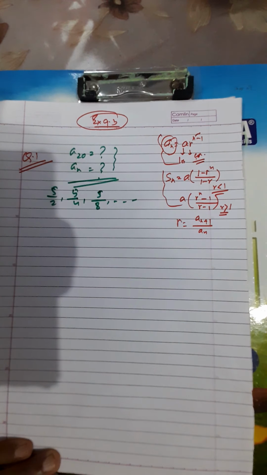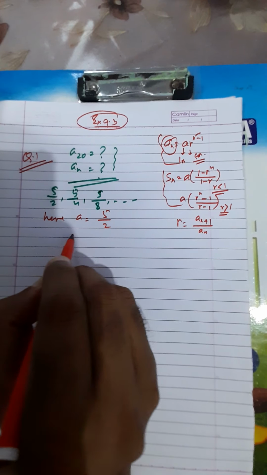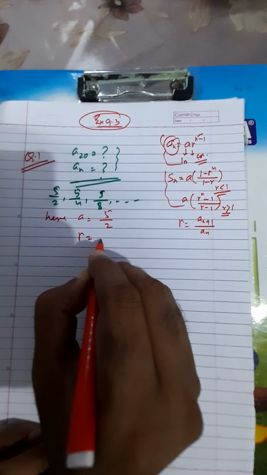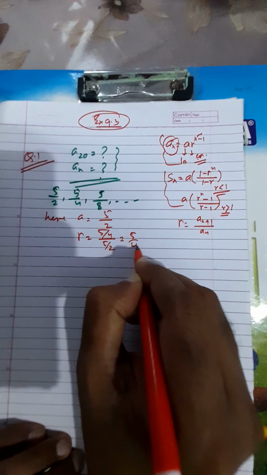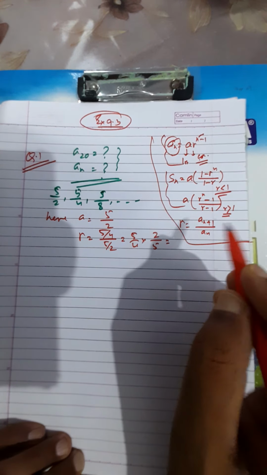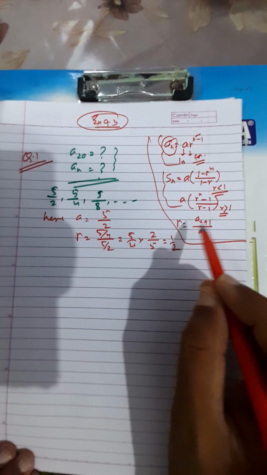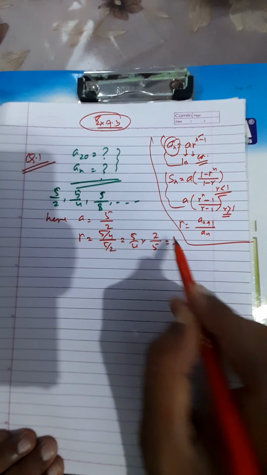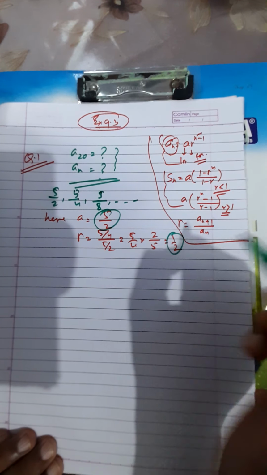So what is the first term? Here A is equal to 5 by 2. R is equal to 5 by 4 divided by 5 by 2, so we can write 5 by 4 into 2 by 5, that is 1 by 2. So A is equal to 5 by 2 and R is equal to 1 by 2. These are the values.